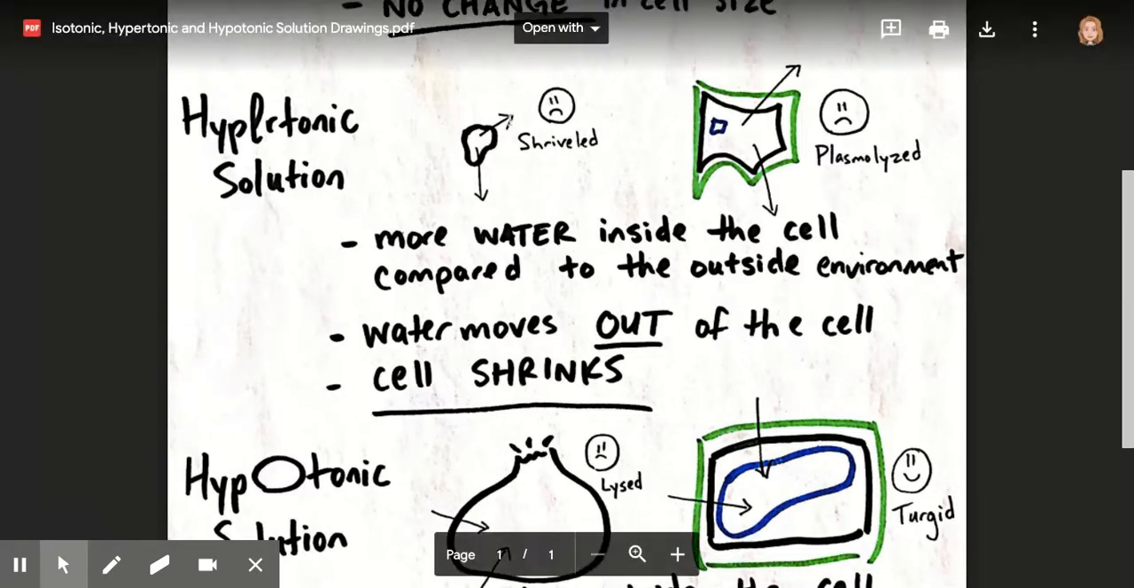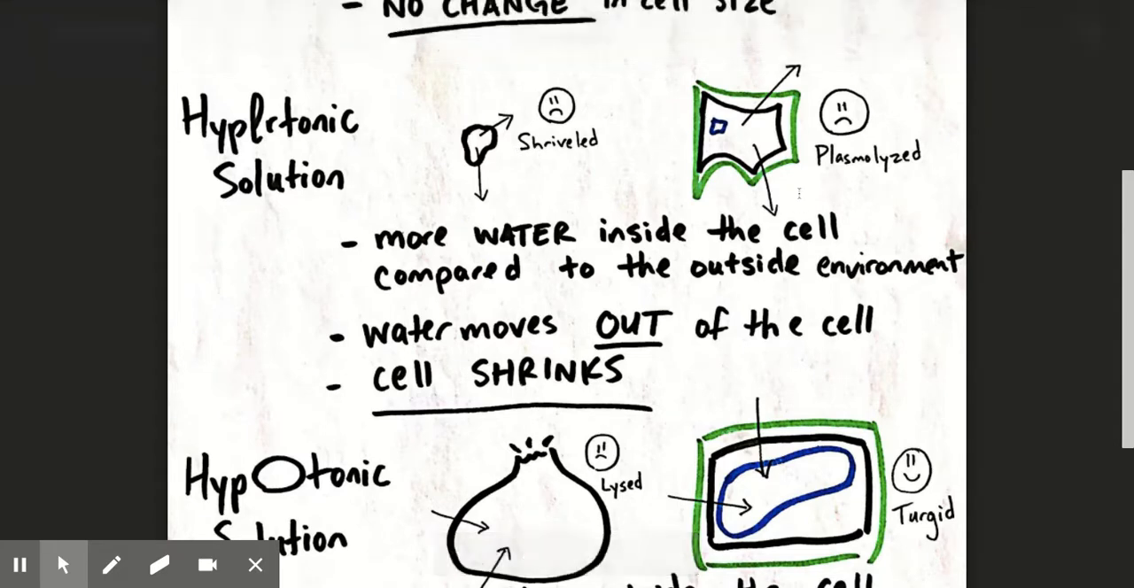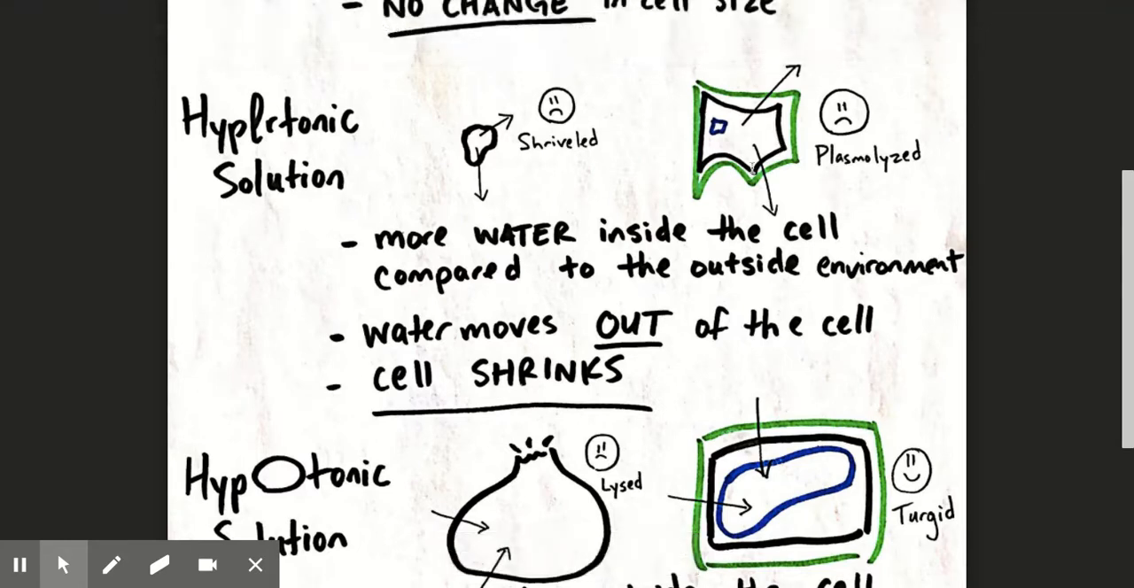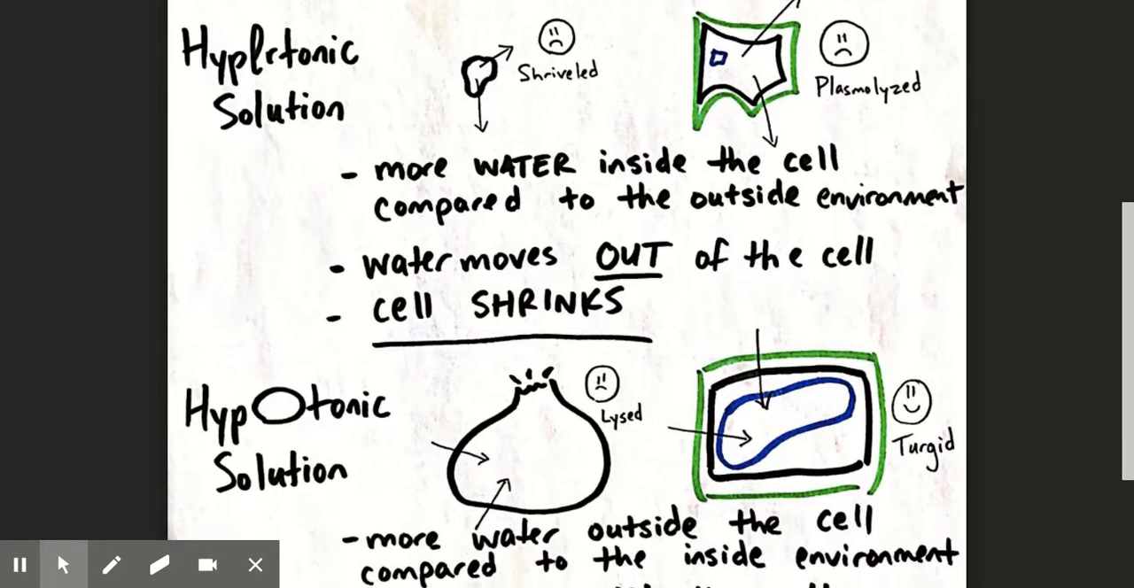So the animal cell here gets shriveled and is unhappy. The plant cell here gets plasmolyzed. That's a fancy science word for the cell membrane pulling away from the cell wall. So the cell wall is outside here, and then this is the cell membrane on the inside in black, and it pulls away from the cell wall, and the plant is unhappy as well. You may also notice that the central vacuole is way shrunken down. That large central vacuole is really responsible for holding water in a plant.